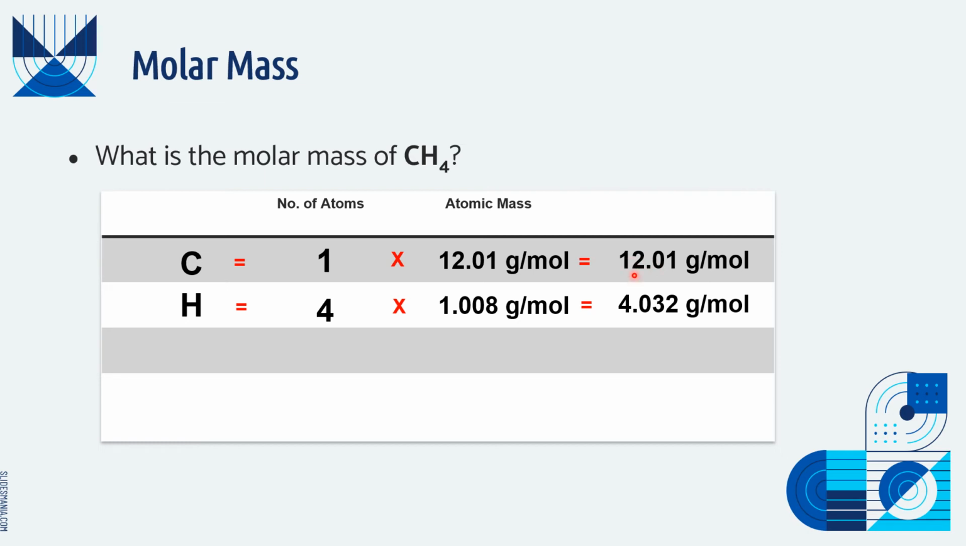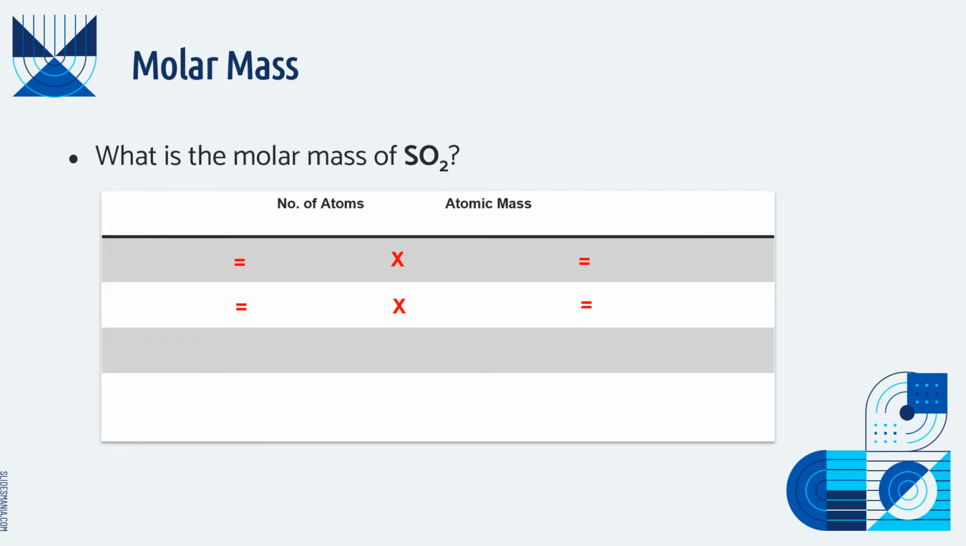What will we do here? 12.01 gram per mole plus 4.032 gram per mole. The answer is 16.04 gram per mole. So that is the molar mass. 16.04 gram per mole is the molar mass of CH4. Another example is, what's the molar mass of SO2?